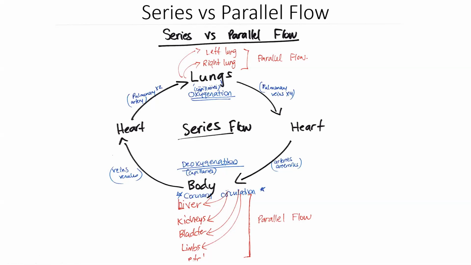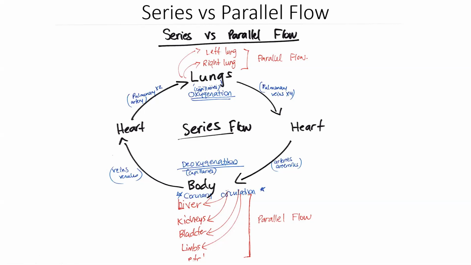And what that means is blood has to leave the lungs. It must go to the heart. It doesn't have a choice. It must go to the body. It doesn't have a choice. It must go back to the heart. It must go back to the lungs. And we can describe this as series because blood must go to all four of these spots: lungs to heart to body to back to heart and to lungs.